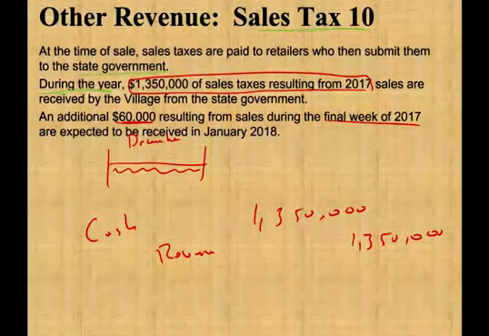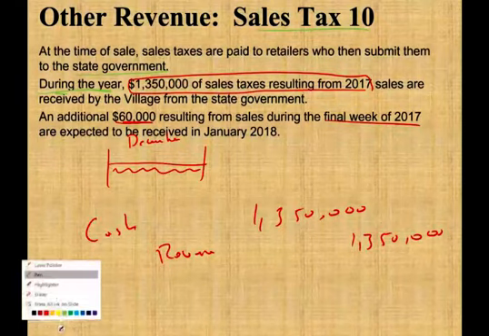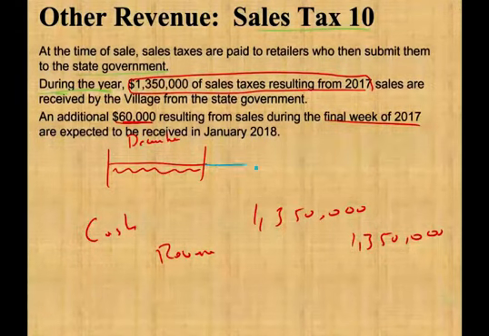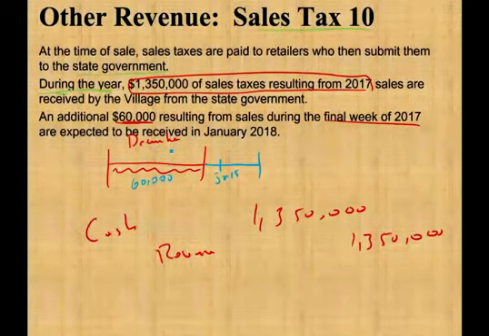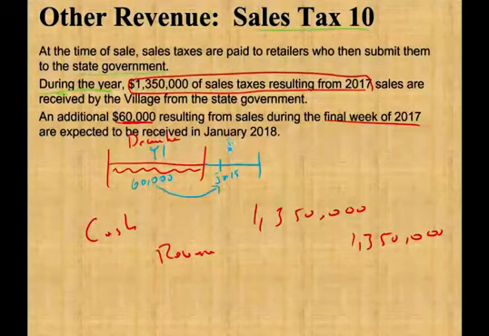But they don't submit their taxes until maybe 10 to 15 days into the following month, so maybe January 10th or January 15th. So it doesn't matter. Here what's happening is the merchant collected 60,000 in taxes in December, which is year one, but it will not be submitted to the government until 10 days into the following month. This is January.